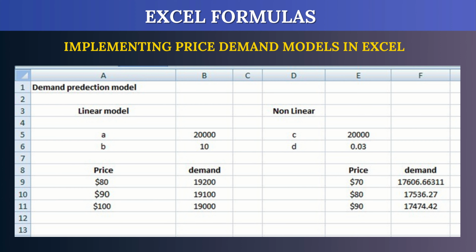To implement this in Excel, we have to enter the demand data in column A. Enter the corresponding price data in another column B. Then in a third cell, we can use the model with equals Y minus Z multiplied by price. For example, if Y equals 20,000 and Z equals 10, the formula would be equals 20,000 minus 10 multiplied by A9. This calculates the predicted demand for any given price in cell A9.